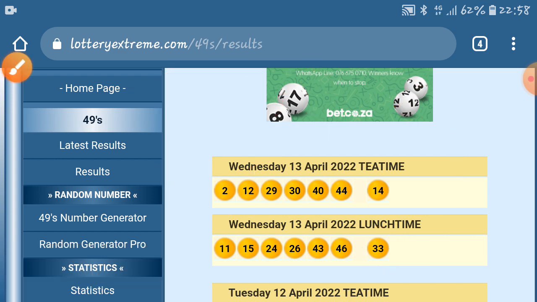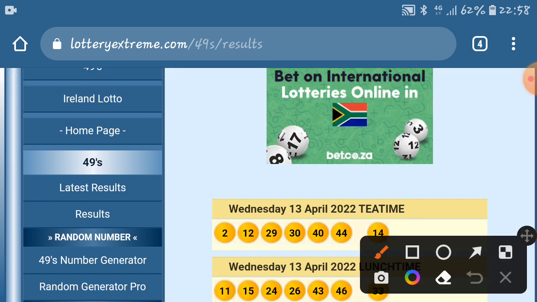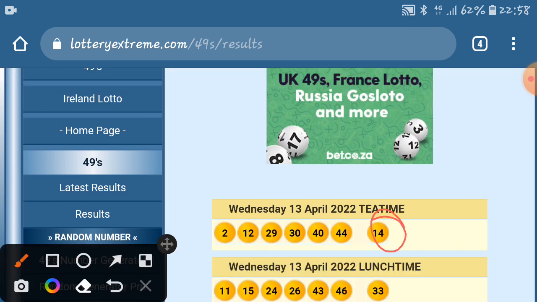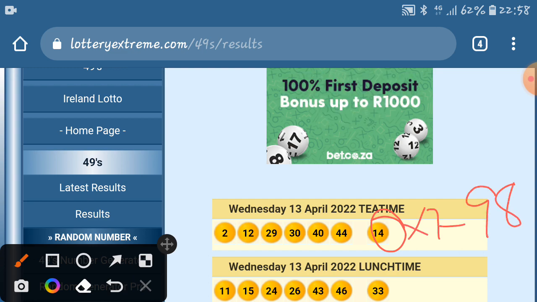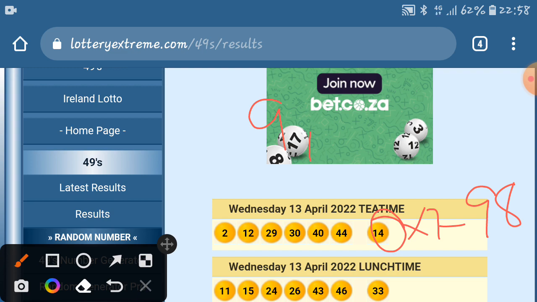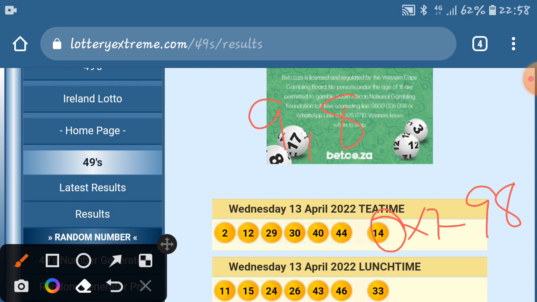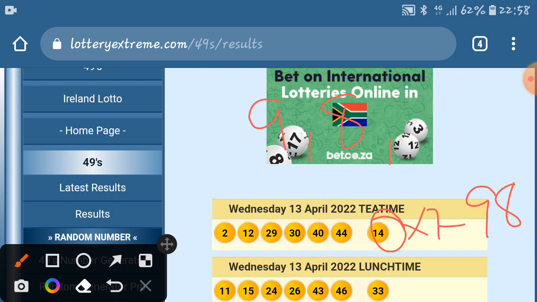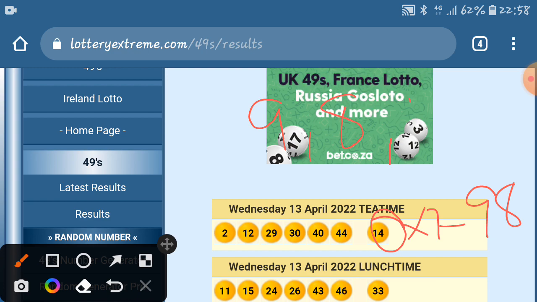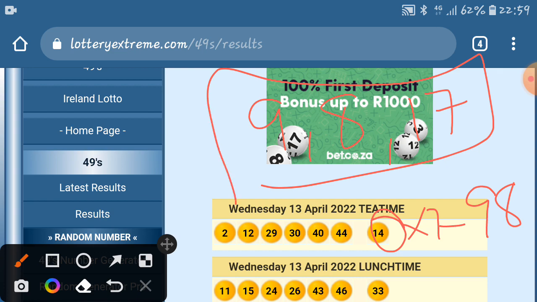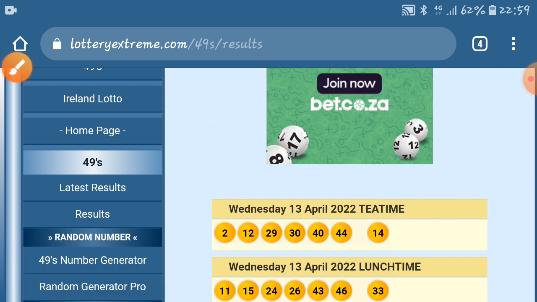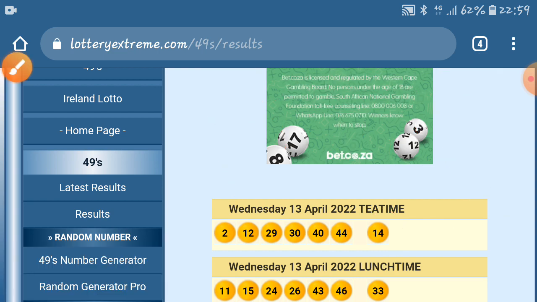Okay, I forgot something as well. Just a quick one. 14 multiplied by 7 equals to 98. Banker 9, banker 8, right? 9 plus 8 equals to 17. Okay, those are the guidelines that I'm giving you today for the next draw.